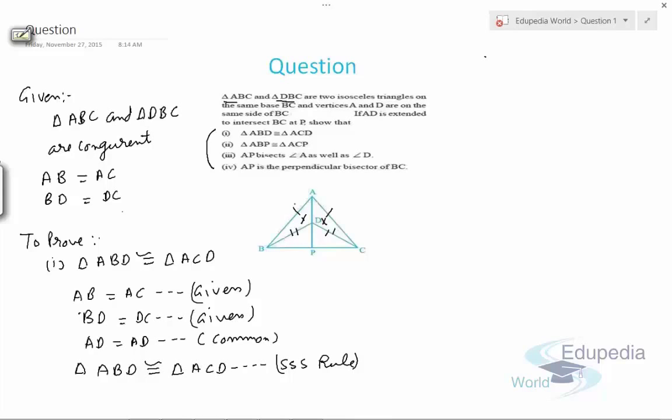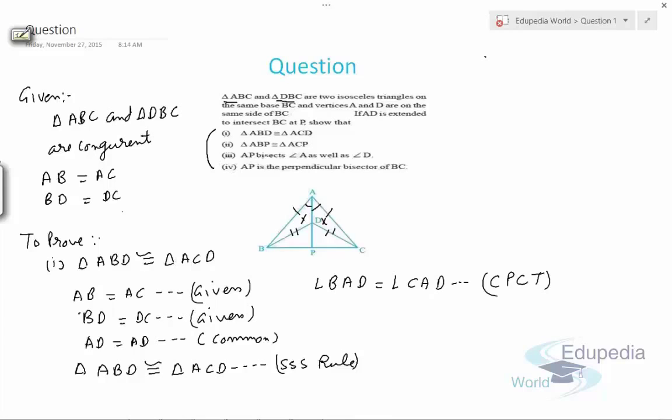Now, we can say that by CPCT this angle equals this angle, or we can say that angle BAP, or BAD, is equal to angle CAD by CPCT. So these two angles are equal by CPCT. Okay, so we have proved the first part.